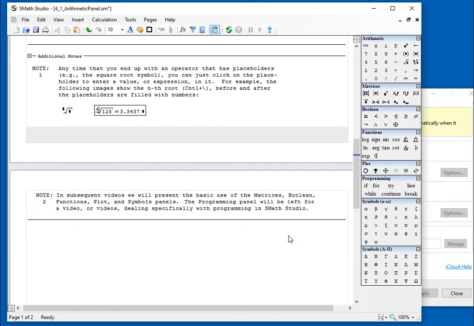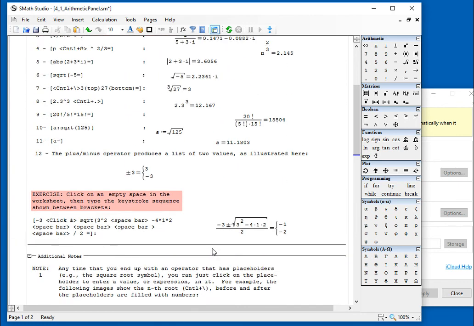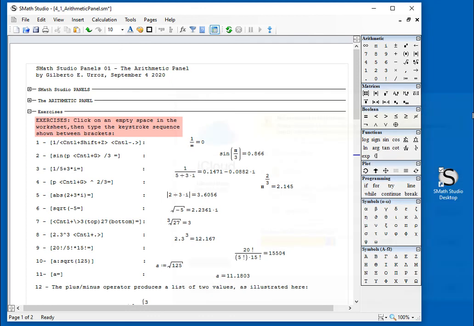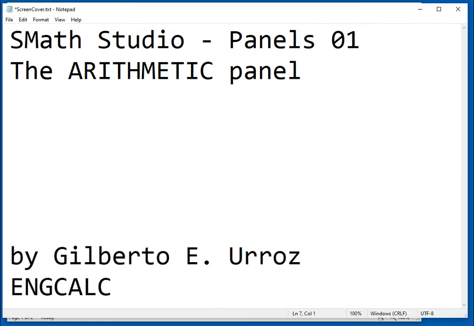In subsequent videos, we will present the basic use of the matrices, Boolean, function, plot, and symbols panel. The other panels are available in the right-hand side, and we're going to present them in different videos because there's a lot of material to be covering there. And so at this point, we are going to end this presentation on the arithmetic panel.